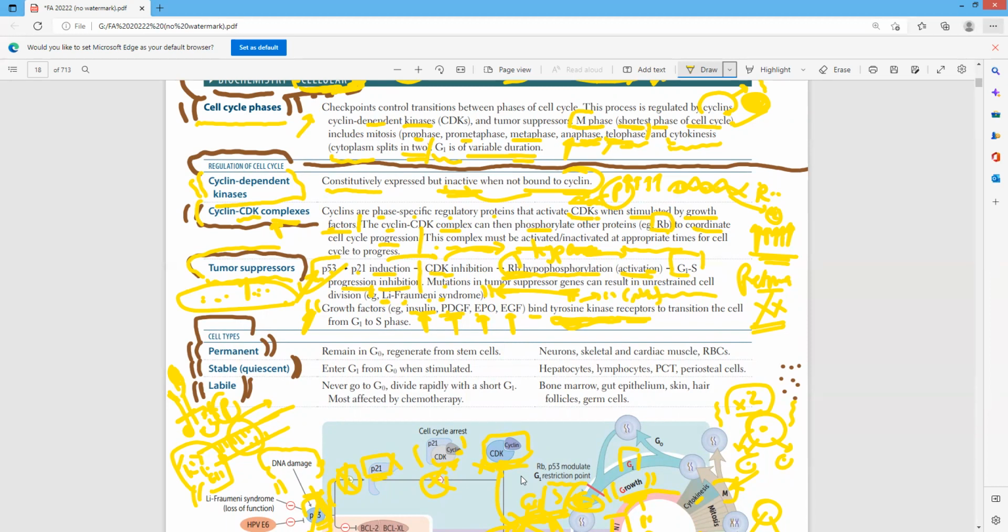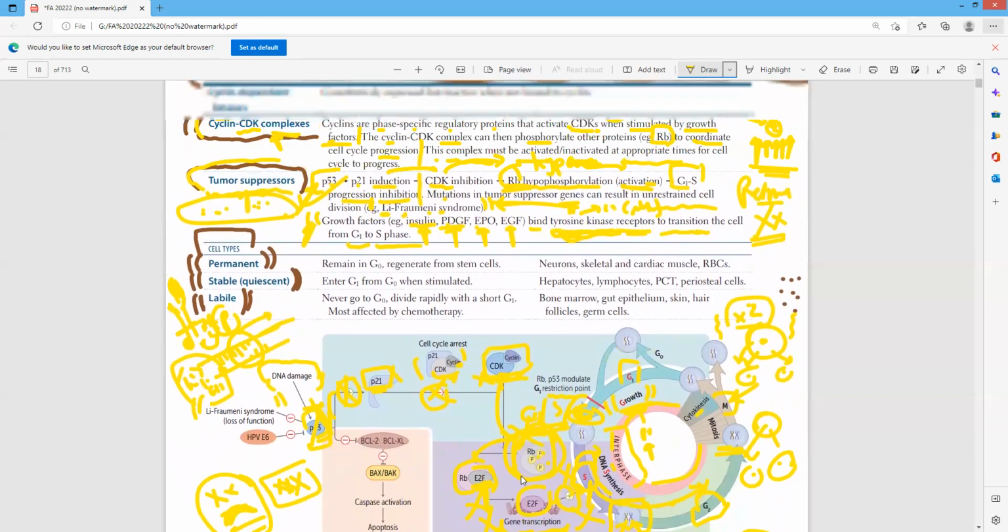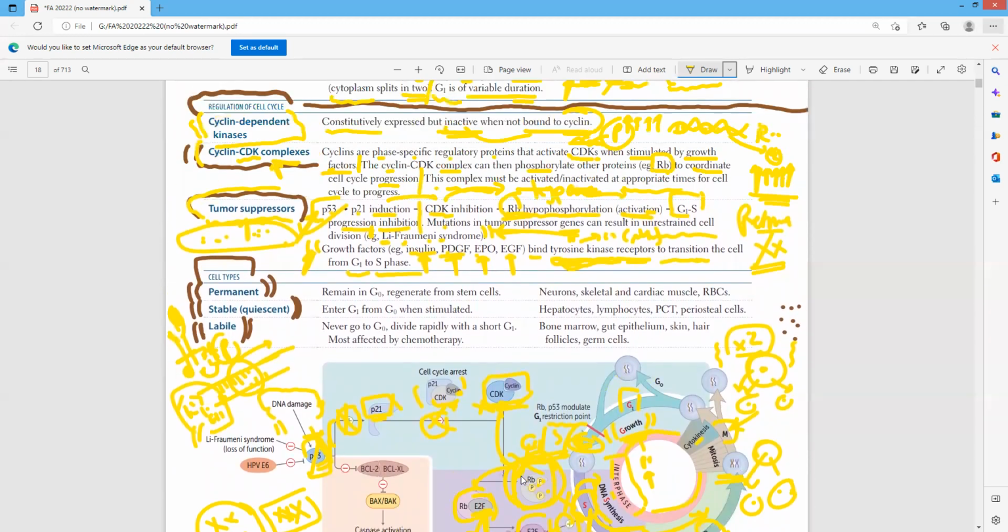When growth factors bind tyrosine kinase receptors, it will do what? It will cause the cell to transition from G1 to S phase, and we will complete the cell cycle. I think the cell cycle is very clear right now.